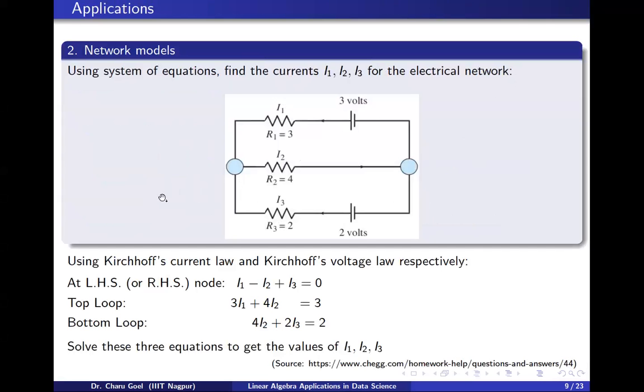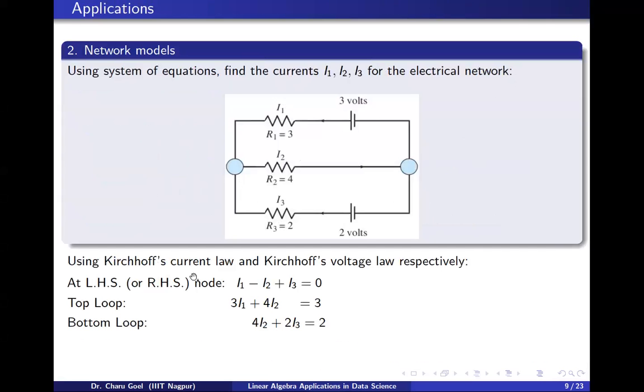So using Kirchhoff's current law and Kirchhoff's voltage law, what we can do at the left hand side or the right hand side node. So what does it say? The current coming in should be equal to the current going out. So let's say at this junction, I1 is coming in, I2 is going out, and I3 is coming in. So inflow of current is I1 plus I3, and outflow of current is I2. So I1 plus I3 should be equal to I2, or I1 minus I2 plus I3 equal to 0.